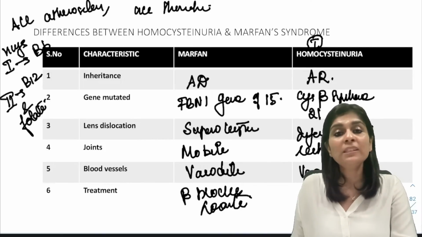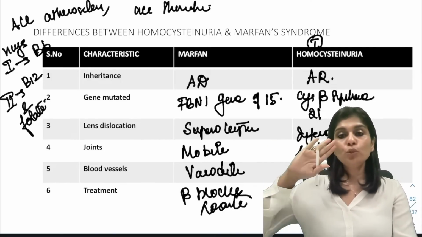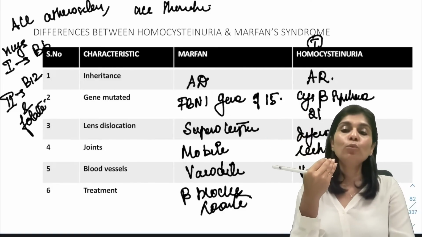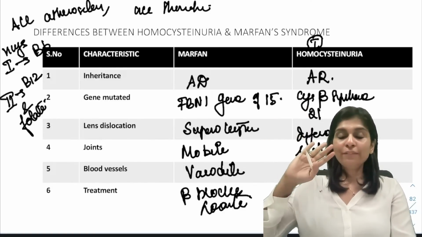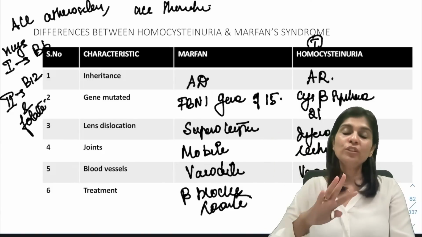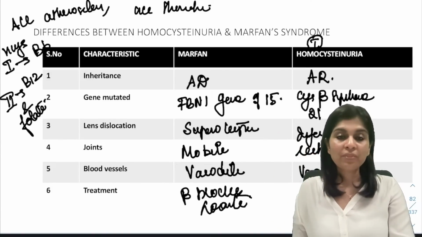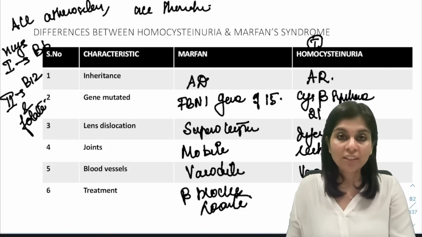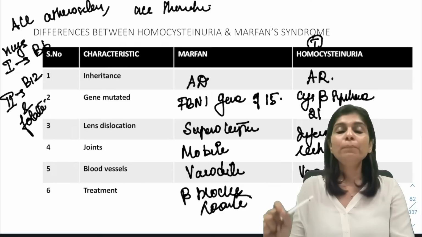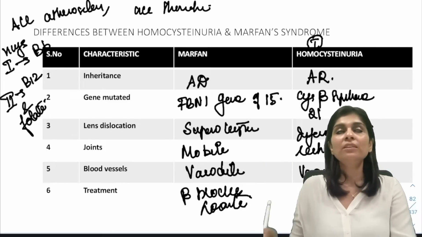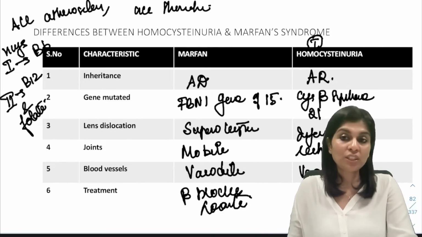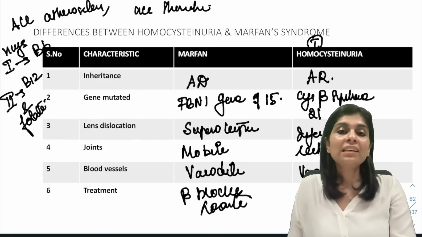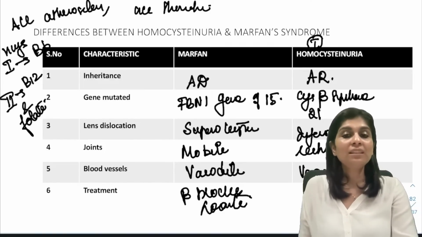So what is the take-home message for all of you? The take-home message is superotemporal dislocation of lens for Marfan's, infranasal dislocation for homocystinuria. And Marfan syndrome is autosomal dominant, homocystinuria is autosomal recessive. And please remember, cystic medial necrosis is the reason for aortic dissection. The reason for this necrosis is that the fibrillin 1 protein suppresses TGF beta release. In the absence of fibrillin 1 protein, there is increased TGF beta that causes cystic medial necrosis.